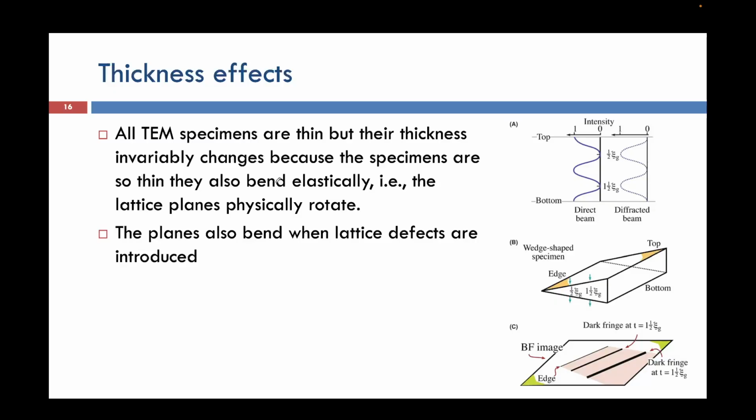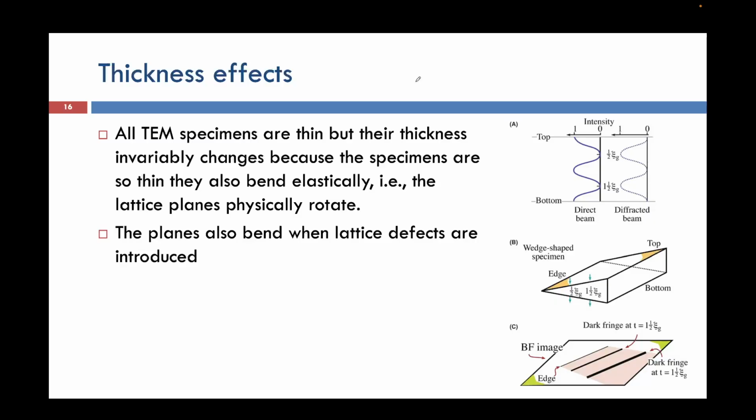So even if we are not doing any kind of bending, not putting any mechanical load on the sample, due to the thin specimen and the variation in the thickness of the specimen, the bending effect takes place. And planes also bend when lattice defects are introduced. When you introduce a lattice defect, then also this bending effect takes place.